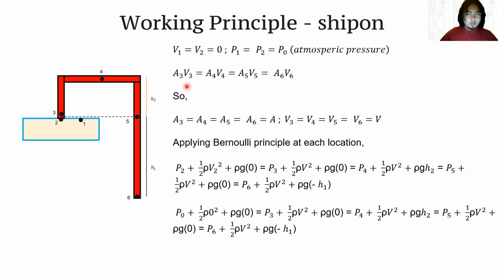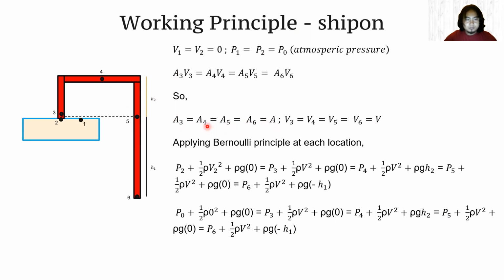And then let's say that the cross-sectional area of the pipe here is uniform. Therefore, we can write it here: A3 V3 equals A4 V4, and A5 V5 equals A6 V6. And this is the flow rate of the fluid or the liquid. In this case, it is water. So, as I said before, the cross-sectional area is uniform, so we can denote it as A.